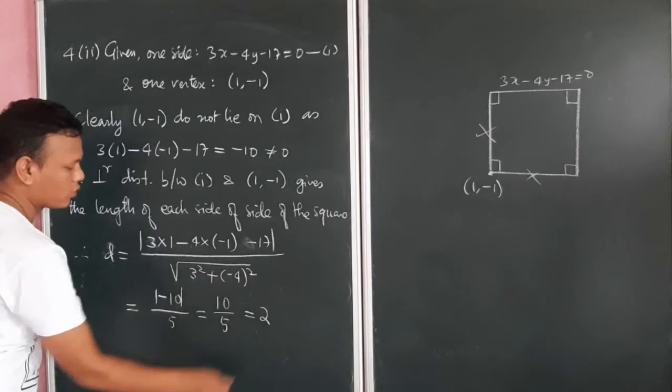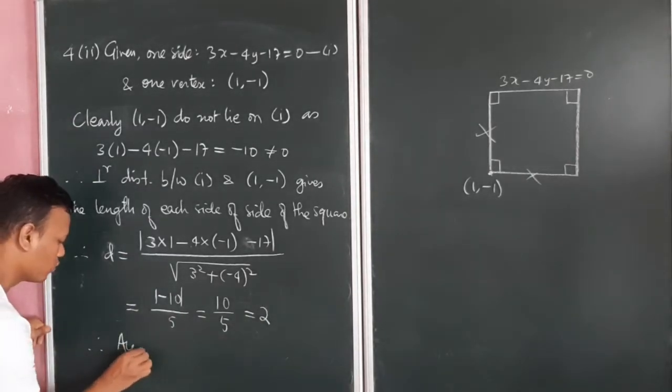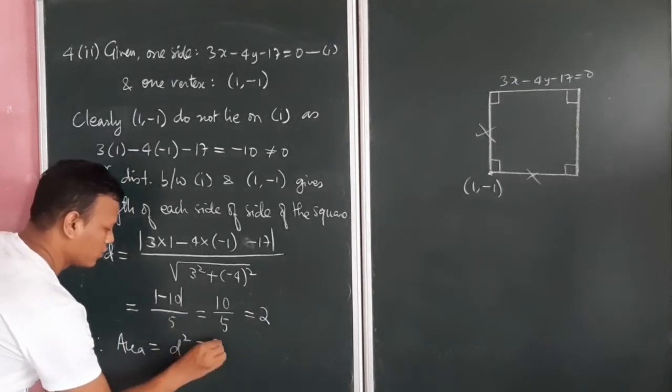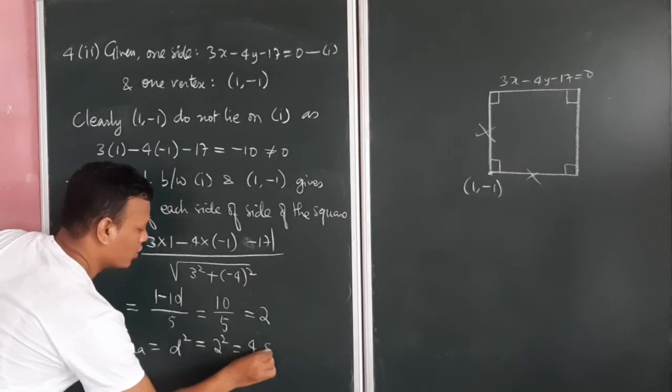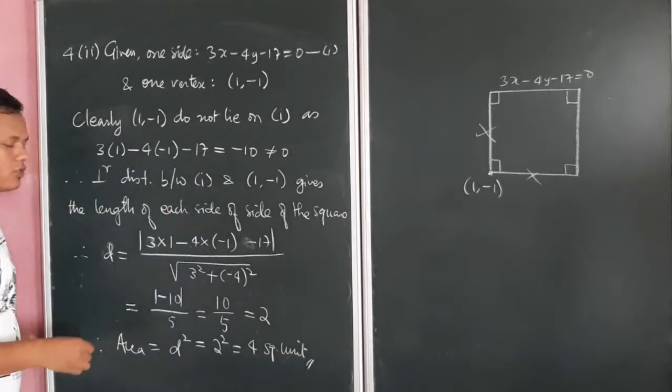So each side turns out to be 2. So therefore area turns out to be side square, that is d square. So we have d square is 2 square, which is 4 square units. Okay, so you may pause the video to note down.